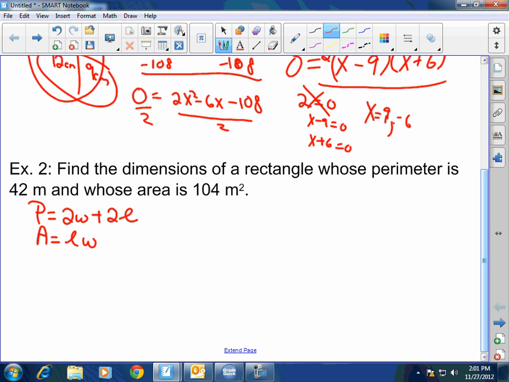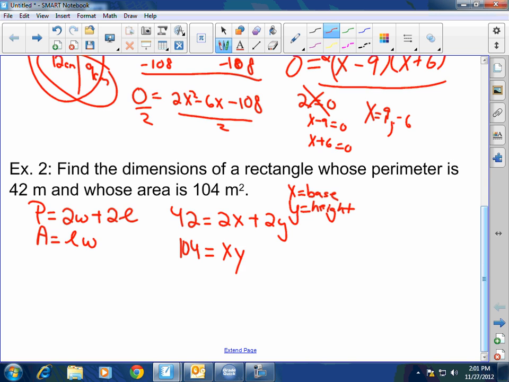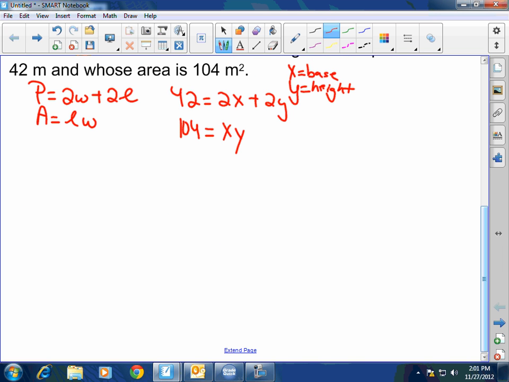We would have to use substitution here. So this is what we would do. The perimeter is 42, so 42 equals 2 times base plus 2 times height, where I'm going to call x the base, or the length rather, and y the height. And then the area, 104, equals base times height, which is just xy. Does this make sense, guys, so far?